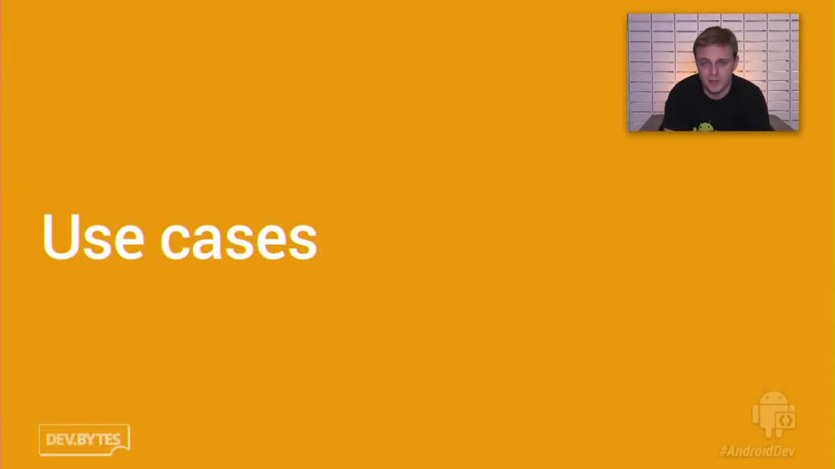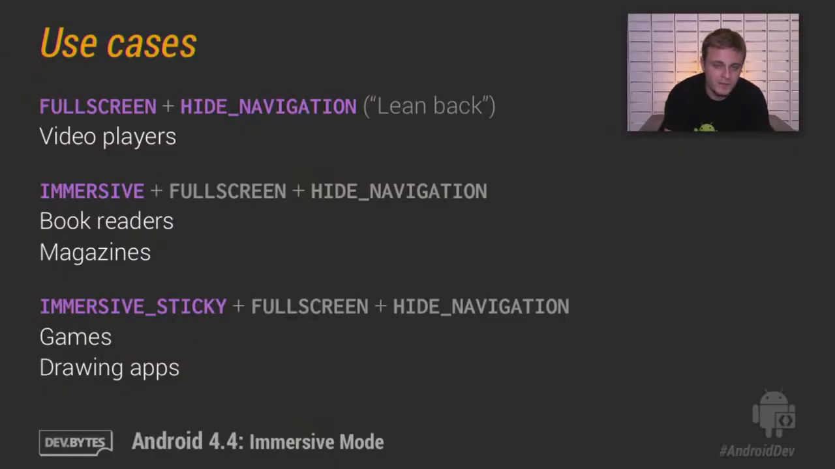When should you use these new flags? So if you're building a video player or something else that requires minimal user interaction, you'll want to use something called the lean back approach. And this gets its name from, you start watching or you turn on the content and you lean back and you don't really do much else with the screen. Now the lean back approach has been available since Android 4.0. It's been refined in Jelly Bean, Android 4.1, and so on. And it simply involves using the full screen and hide navigation system UI visibility flags.